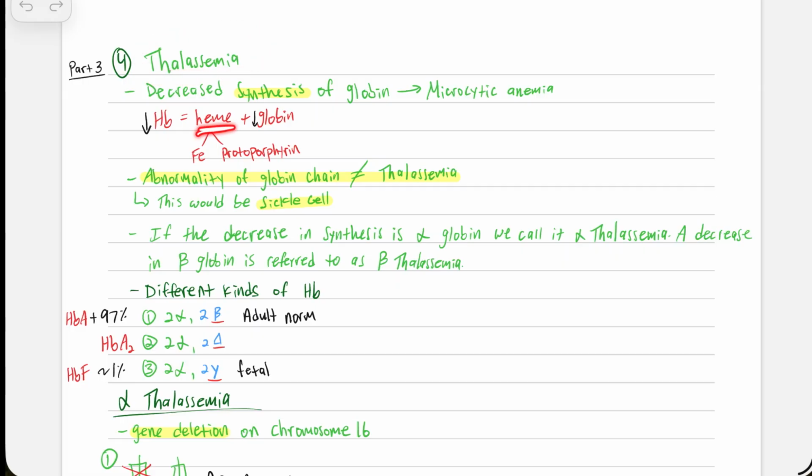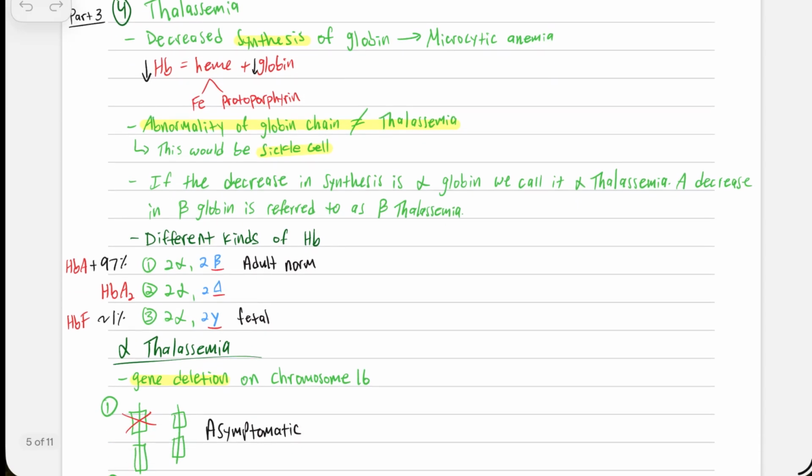With thalassemia, however, heme is not the problem, it's globin. Because remember, you need both of them to form hemoglobin. So this is an abnormality of the globin chain. And this would be a thalassemia, like we said before. So if we have an abnormality of the globin chain, so we're making globin, but we're making it incorrectly, right? It's not coming out right. That would not be thalassemia. That would be sickle cell.